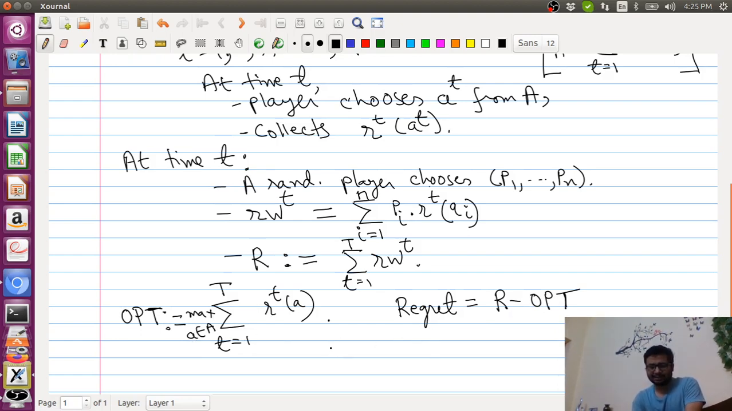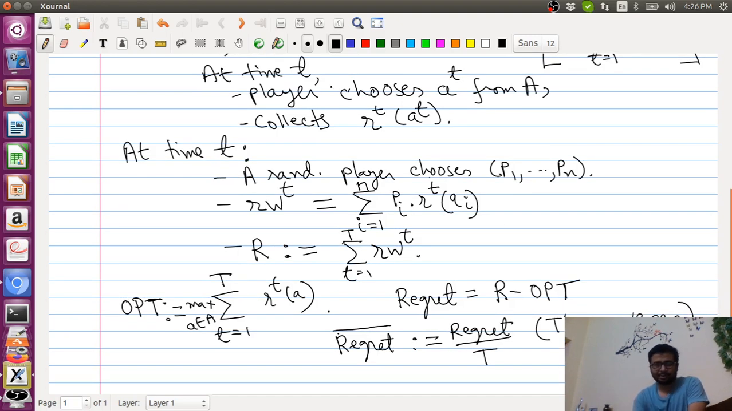Okay, and there is one more definition. Regret bar is defined to be regret divided by T. We'll call it the time averaged regret. So we'll imagine this regret to have been collected over capital T discrete time steps, and this is, on average, the regret that you incur in each time step.